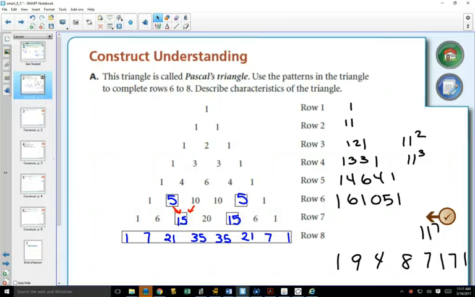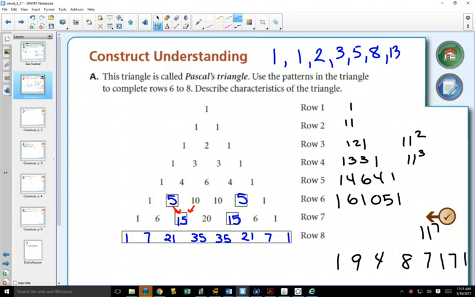Does anyone know the first Fibonacci number? No? First Fibonacci number is 1. Second Fibonacci number is 1. Third Fibonacci number is 2. Then 3. Then 5. Then 8. Can someone tell me the next 2 Fibonacci numbers? 13 is the next one. And then 21. How do you find the next Fibonacci number? You add the previous 2.